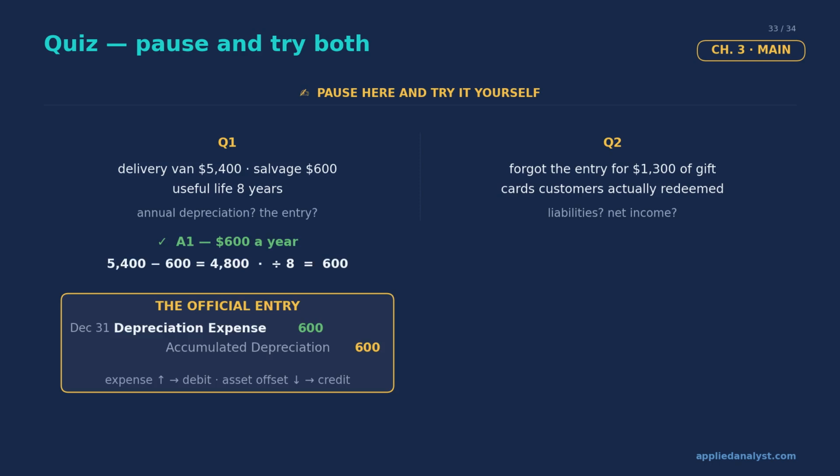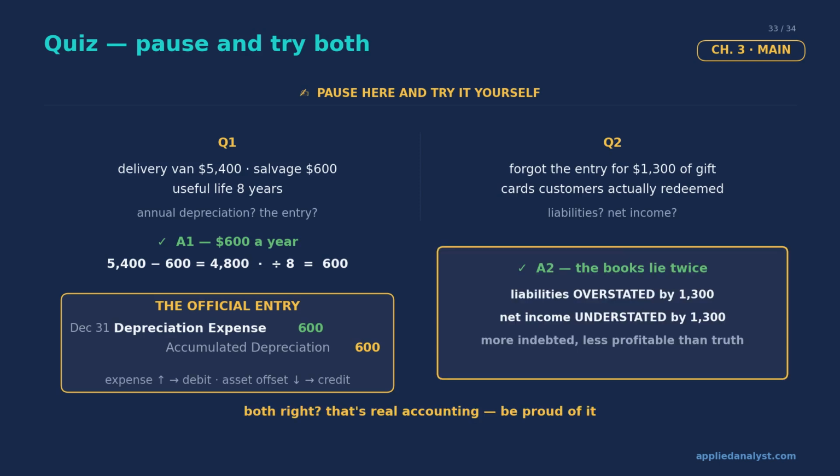Answer 1. 5,400 minus 600 is 4,800 divided by 8. $600 a year. Debit depreciation expense, 600. Credit accumulated depreciation, 600. Answer 2. Liabilities are overstated by 1,300, and net income is understated by 1,300. The books look more indebted and less profitable than the truth. Got both? That's real accounting, future CEO.